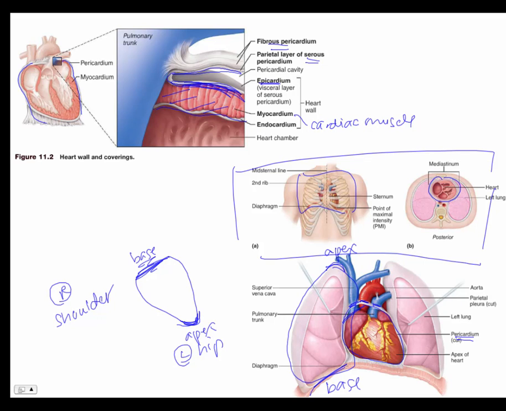So make sure you know we have this pericardium housed within the mediastinum of your thoracic cavity. Okay, so make sure you know this for exam number 3.